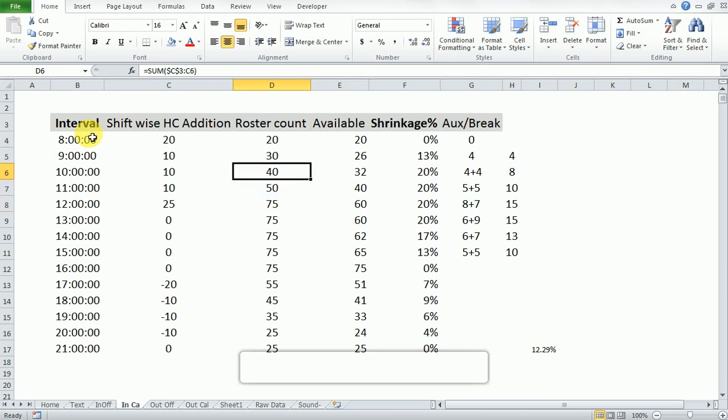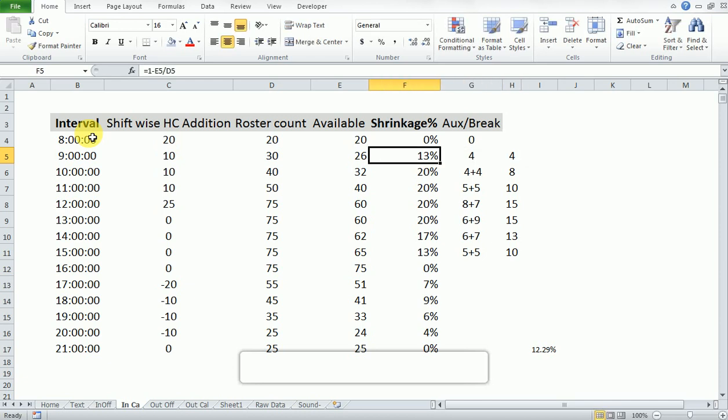Now you can see the available count. 20 people rostered and 20 people available. 30 people rostered at the 9 a.m. shift, but 26 people available. Now where are the 4 people? The floor supervisor has allotted tea break for 4 people. Okay, 4 people are on tea break.